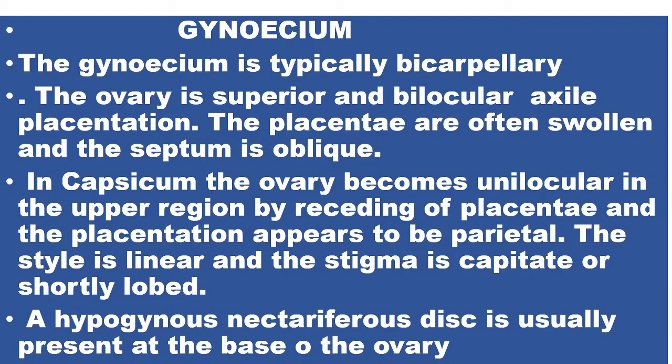In Capsicum, the ovary becomes unilocular in the upper region by the receding of the placentae, and the placentation appears to be parietal, but it is axile. But in the upper portion, it looks just like parietal. The style is linear and the stigma is capitate or shortly lobed. A hypogynous nectariferous disc is usually present at the base of the ovary.